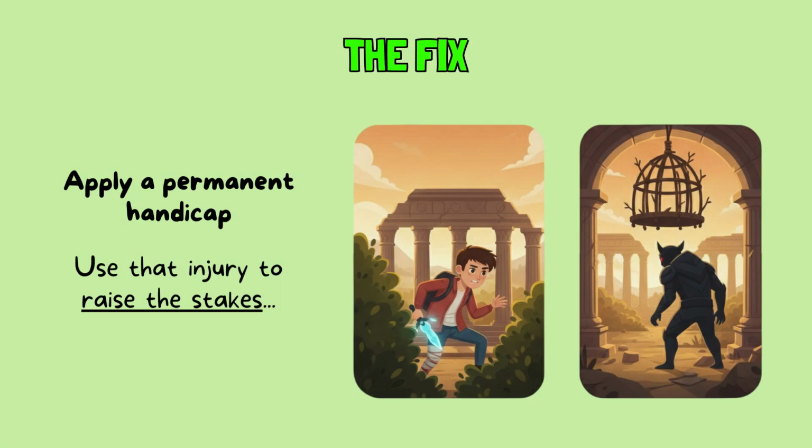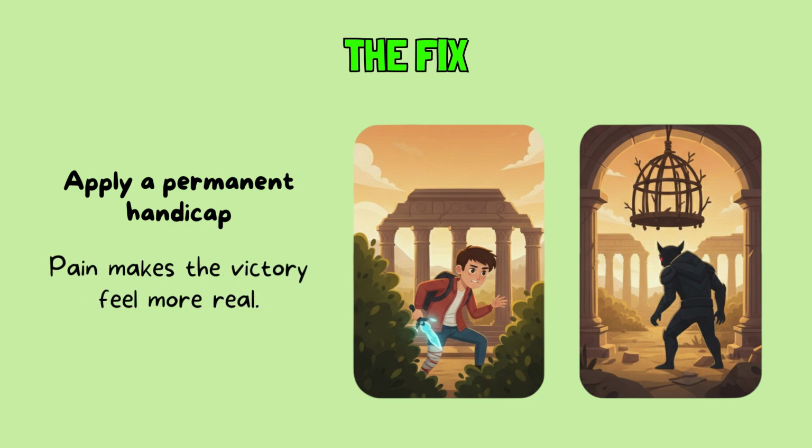The fix: apply a permanent handicap. If a character is shot in the leg, they should limp for the rest of the story. Use that injury to raise the stakes. Now they can't outrun the monster, so they have to hide or find a clever way to fight. Pain makes the victory feel more real.